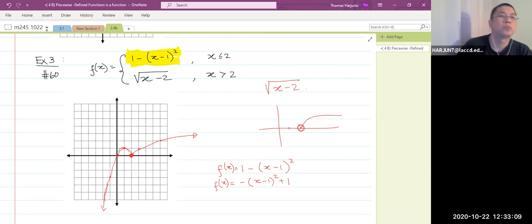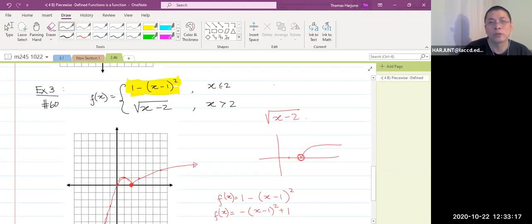Suggested homework from this section, 2.4: I would like you to take a look at numbers 57, 59, 60, and 63.